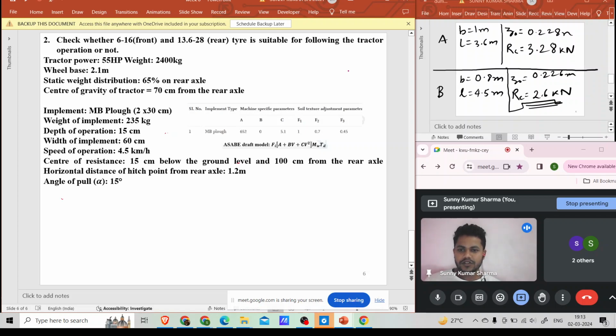This question is also a bit challenging. You have been given a tire, only one testing. I have chosen only one tire. We have to check whether this tire is suitable for a tractor or not. But all parameters for the tractor are given here.